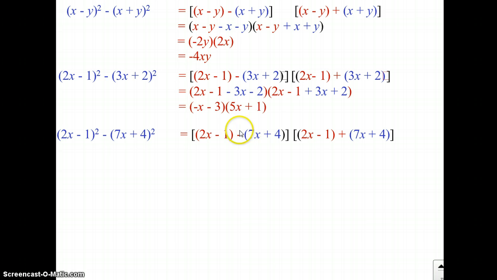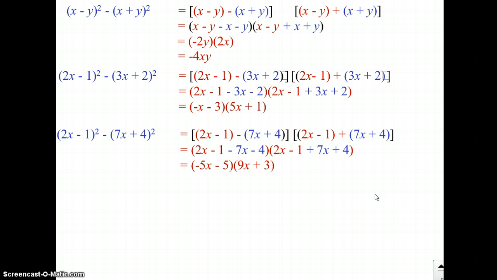Get rid of the negative sign. Multiply through the brackets by negative 1 here. Multiply through by positive 1 on this side. So 2x minus 1 minus 7x minus 4. 2x minus 1 plus 7x plus 4 in the second bracket. Combine like terms. 2x minus 7x is a negative 5x. Negative 1 minus 4 is a negative 5. Here we get 9x plus 3.